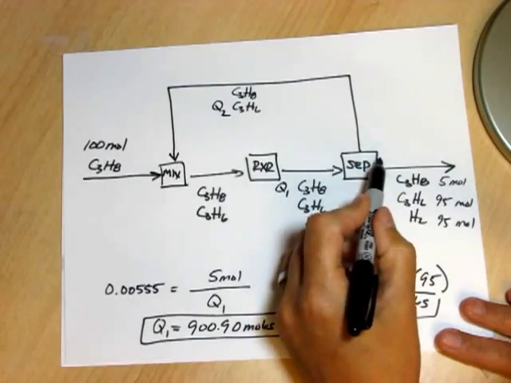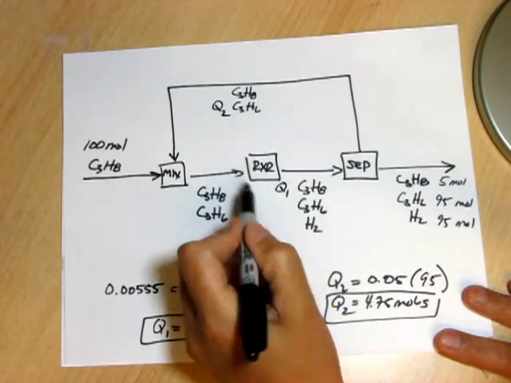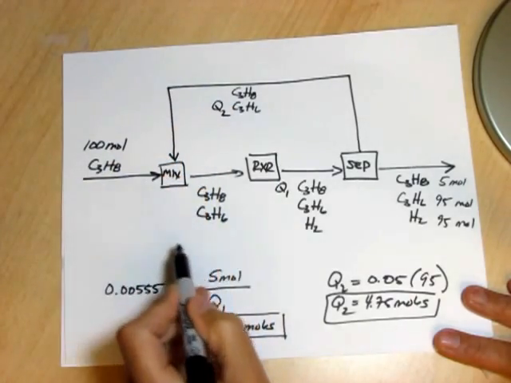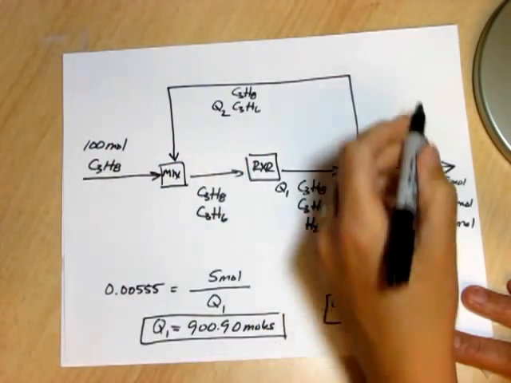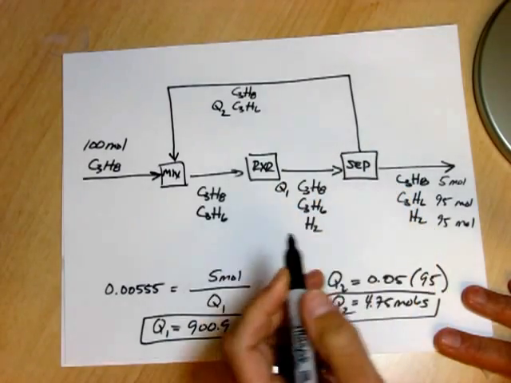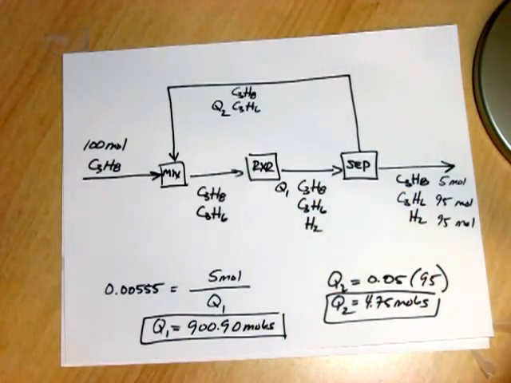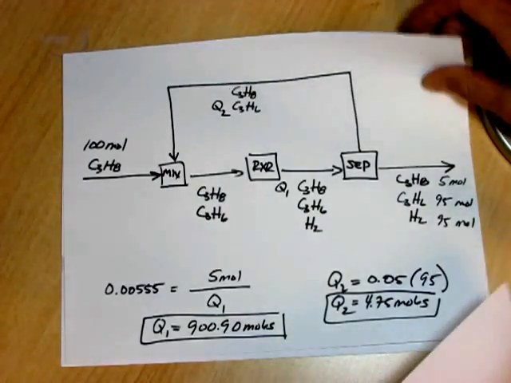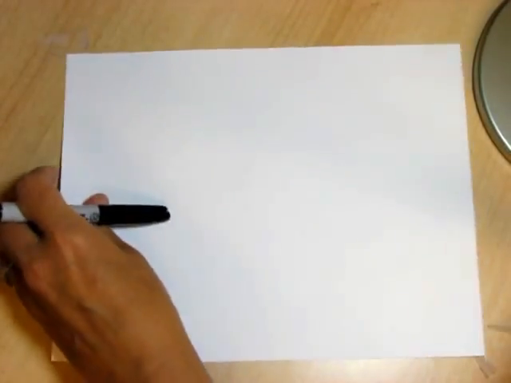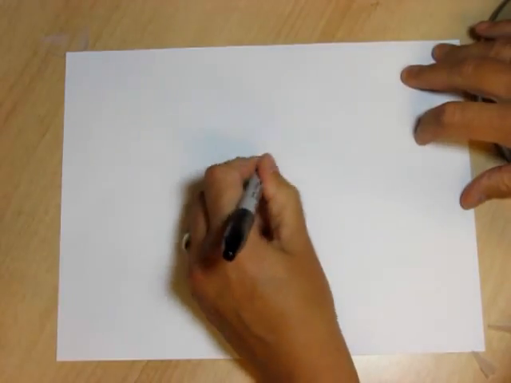So we can do balances on the separator, on the reactor, and on the mixer. We've already done all the balances on the overall reaction, overall process. So we can look here at the separator and see that we have a lot of information that we could use to make balances. To see them a little more clearly, I'll copy them over to a separate drawing of the separator. So here's what we know at the separator.